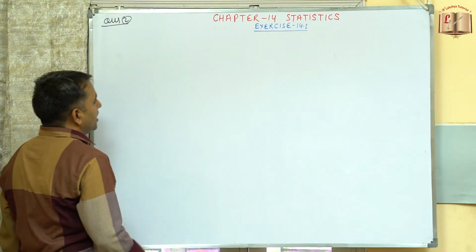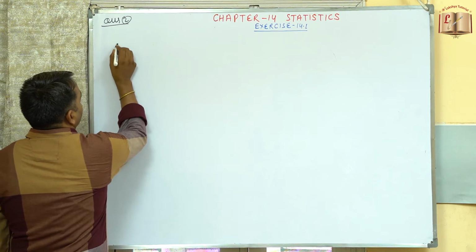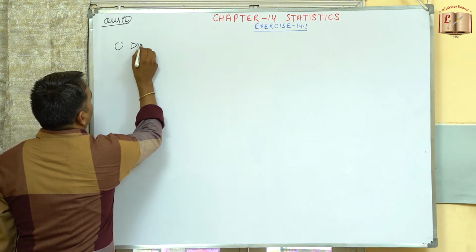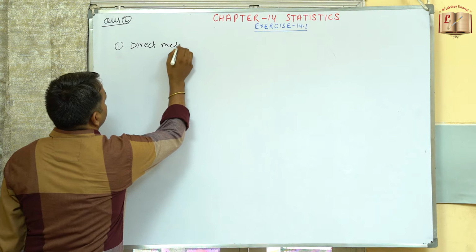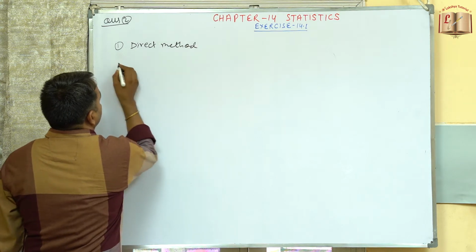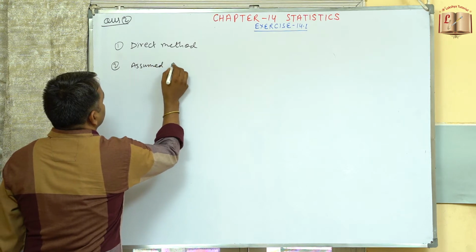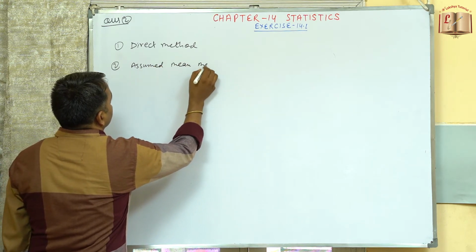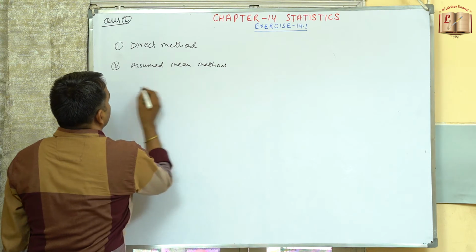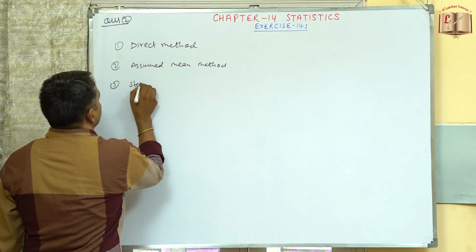Now see that मीन निकालने के लिए 3 मेथड होते हैं. नॉर्मली थोड़ा सा एक आइडिया ले लेते हैं. फर्स्ट वन इज द डायरेक्ट मेथड, एंड सेकंड वन इज द assumed mean method, and third one is step deviation.